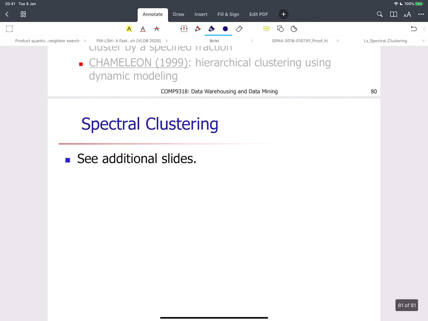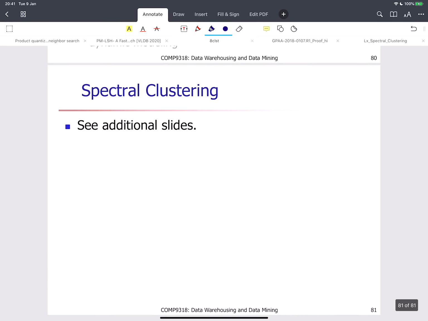Next we are going to have a 10 minute break. Then we will move on to another very different kind of clustering algorithm called spectral clustering.